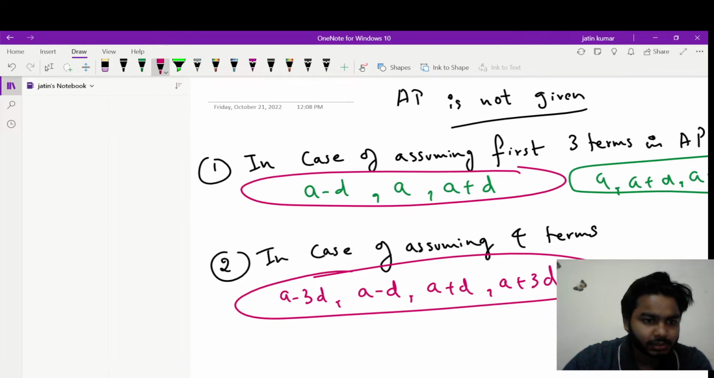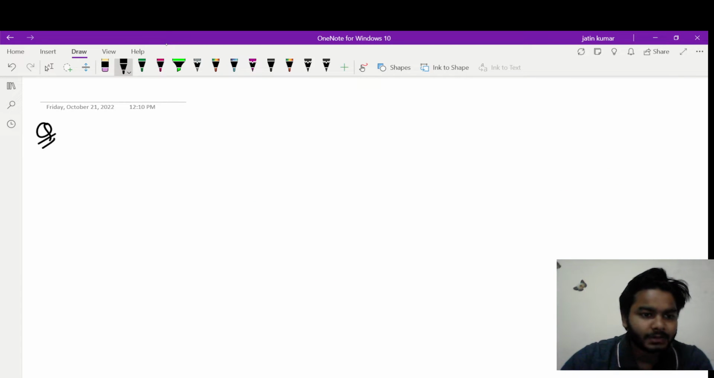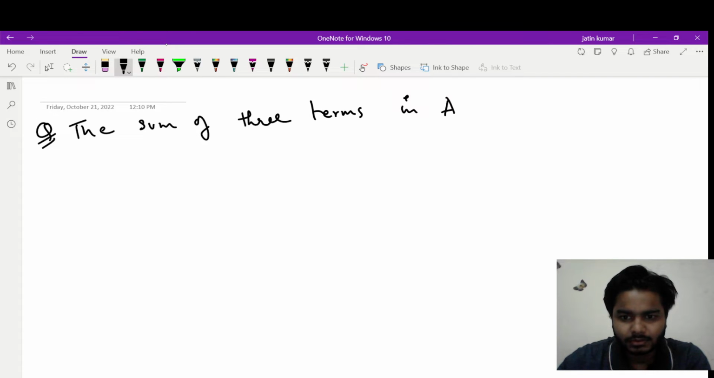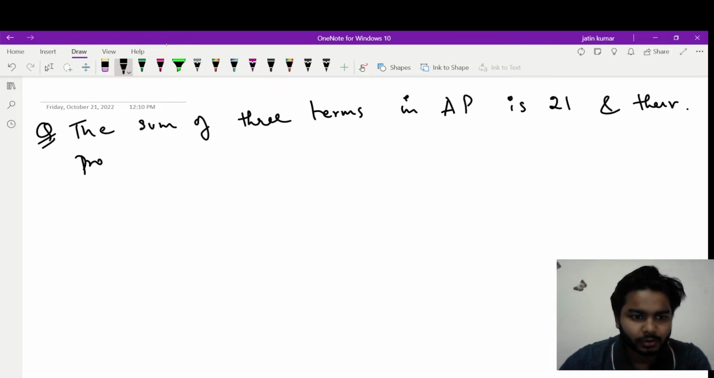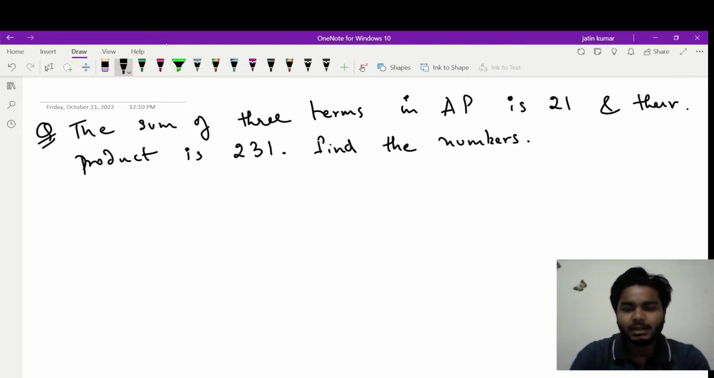Now what type of question will come? Let's see some questions, then you will get more clarity about this concept. Now the question will be like this: I have told you that the sum will be given to you. The sum of three terms in AP is 21, and their product is 231. Find the numbers. Now this type of question will be given to you.